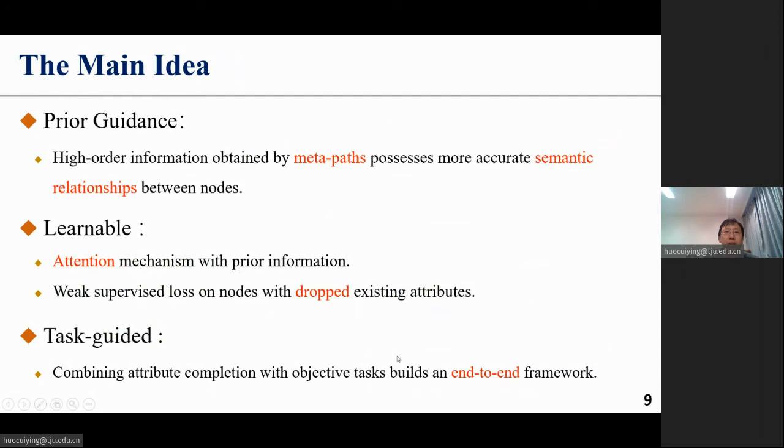Second, we make the attribute completion a suitable learnable process guided by this prior. That is, we propose an effective attention mechanism with prior for the completion of node attributes, and define the loss with a weak supervision while dropping attributes. We finally formalize this attribute completion process and the objective task together under the same GNN framework, making it end-to-end, and the attribute completion can then be guided by the specific task.